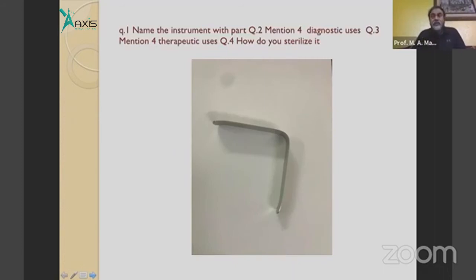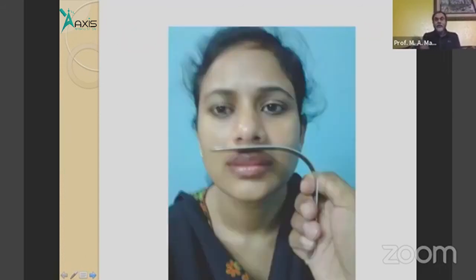Now, how do you sterilize the instrument? Again, the same way, autoclave or boiling. Now look at this, how we do nasal patency test.